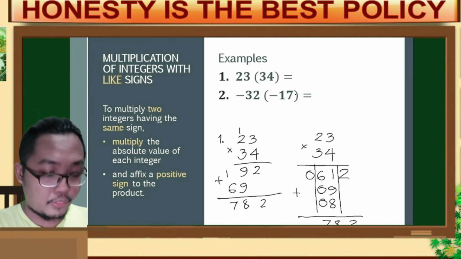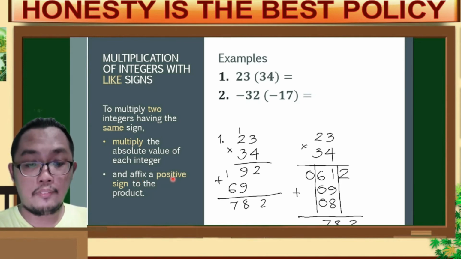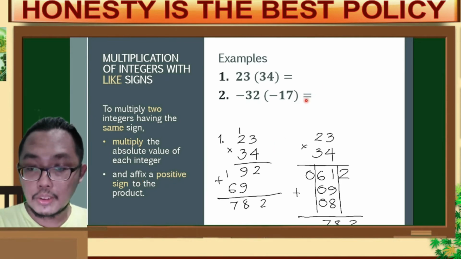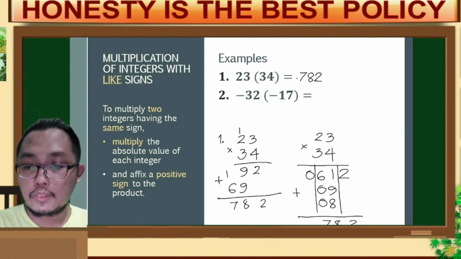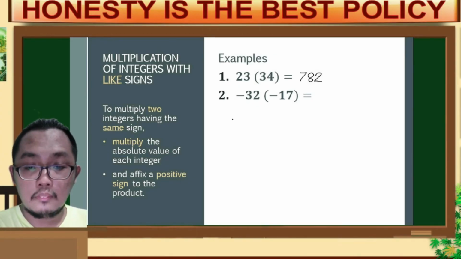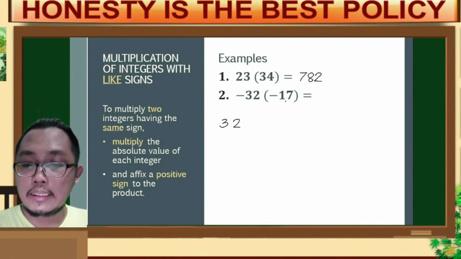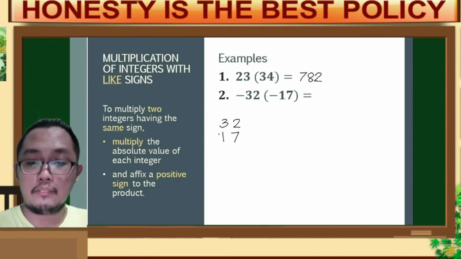Now for our rule about the sign, we need to affix a positive sign to the product. So our product is 782, and this will be positive based on that. Let us have the next example. Here we have negative 32, but we will only write the absolute value, which is 32. This is negative 17, but we only need to write the absolute value, which is 17. We multiply this directly based on the rule.